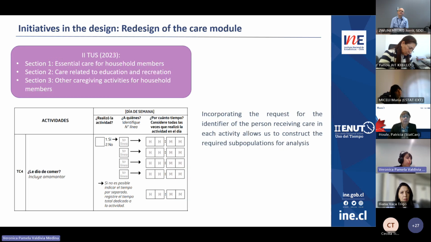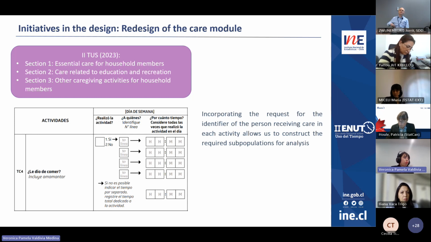We divided it into 3 sections by type of care. Before registering the time, we ask for the recipient of the caregiving activity within the household. By doing this, it allows policymakers to use more specific subpopulations for analysis, which was initially requested by our policymakers. For example, care work done for children between 0 and 2 years can be reconstructed, as you have the information of the household members.